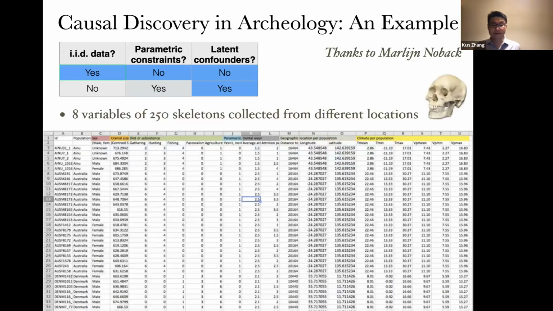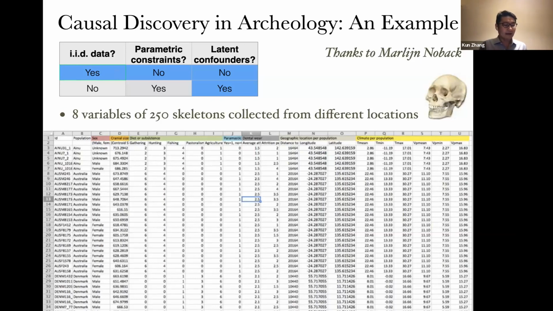So first example, right here. This is data collected by my collaborator. It's in archaeology, they try to understand why human beings from different areas look different. So they collect data, they measure the geographical location, climate, cranial size, cranial shape differentiation, diet, and so on, and try to see how those factors influence each other, right? You can see in this case, we only have a single data set, and we cannot do any intervention, but we try to see the underlying causal factors to explain the difference.